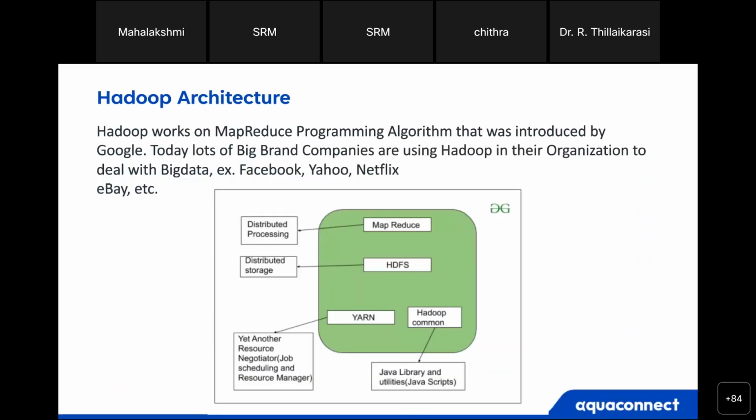So moving forward to Hadoop architecture. Hadoop works on the MapReduce programming algorithm. It was introduced by Google. Today, lots of companies and organizations are using the Hadoop concept, like Facebook, Yahoo, Netflix, eBay. We have already seen HDFS, MapReduce, and YARN. Hadoop Common is nothing but Java libraries, JavaScript, and utilities are stored in Hadoop Common.